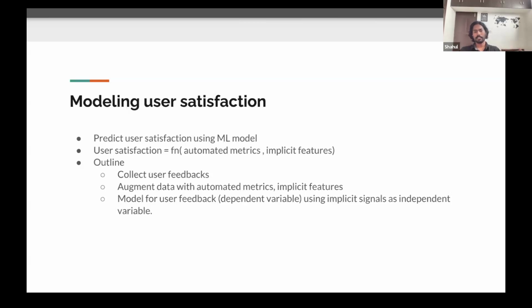Basically, the idea is to collect user feedback, which is thumbs up and thumbs down, run automated metrics, augment data, and collect these features. Now use user satisfaction as the dependent variable, and the automated metrics and implicit features as independent variables, and train a simple machine learning model to learn that function. By this, you can predict user feedback for the data where you don't have feedback from users. That's something which a lot of people are exploring.